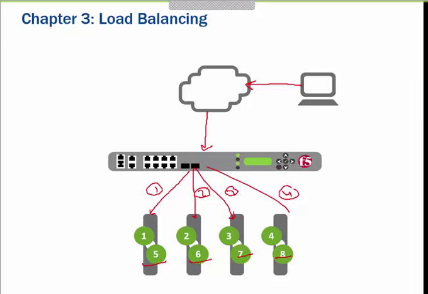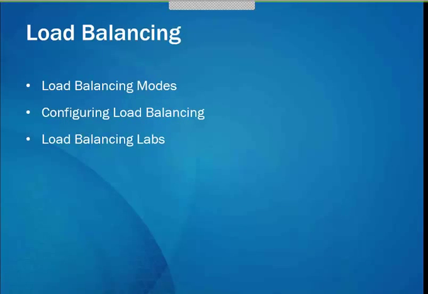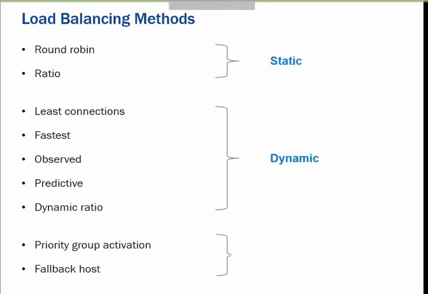So the BIG-IP LTM systems offer many load balancing methods. Based on the load balancing mode, there are two types of load balancing modes. One is the static. The static ones we call round robin and ratio.